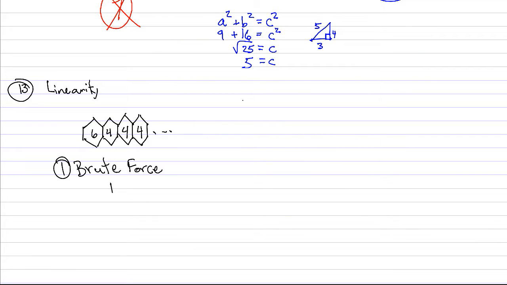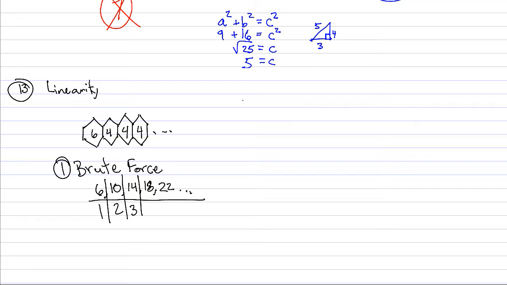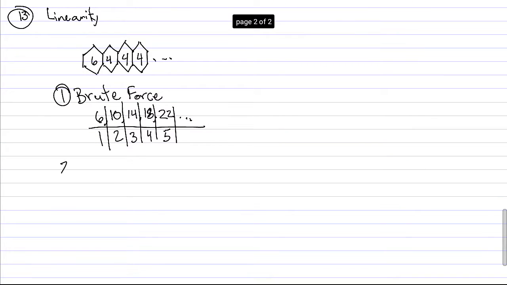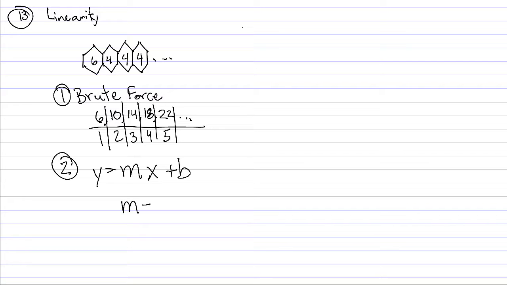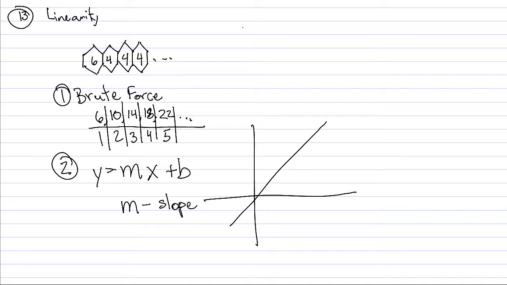So it'd be, we'll start with 6, 10, 14, 18, 22, and so on until we get to 50. And we could have this chart where it was table 1, table 2, table 3, 4, 5, or we could see that what we're developing is this form of y equals mx plus b, right? Where m is the slope of a line, right? We've got this line growing, here's the slope.